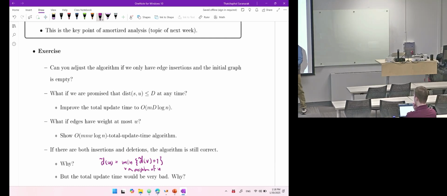But actually, the update time can be very bad now. Can be really terrible. Why is that? Yeah. Well, before we were bound by how many deletions we can do, or if we were adding edges, you can only add so many edges, but now there's an infinite amount of things that can happen. That is the case too, but let's say that I promise that I still do at most m deletions and at most m insertions. But I claim that the update time can be very bad now.